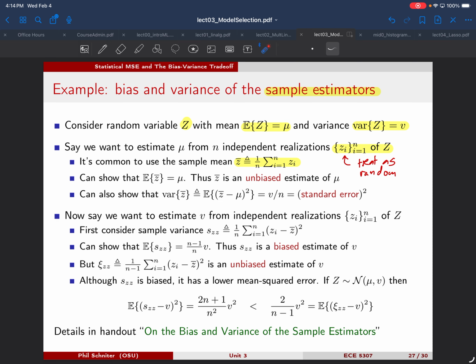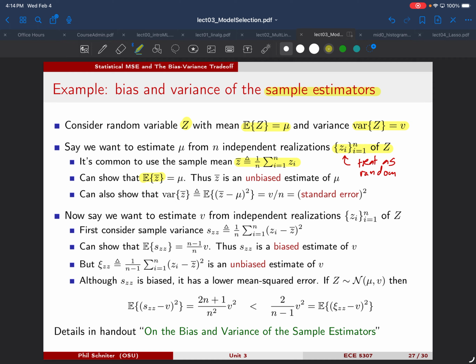I hope it's not confusing. In these notes, I'm using little z_i, which suggests that maybe they would be deterministic, but actually we want to think about them as random now. And if these little z_i's are random, then the sample mean z bar is also random. And because it's random, we can compute the statistical average, the expectation of that random quantity.